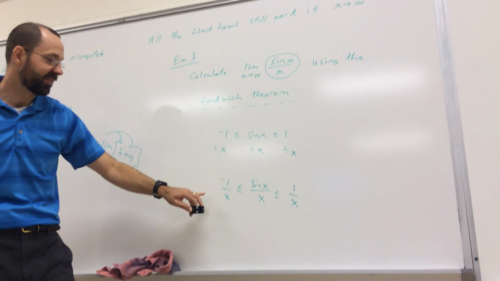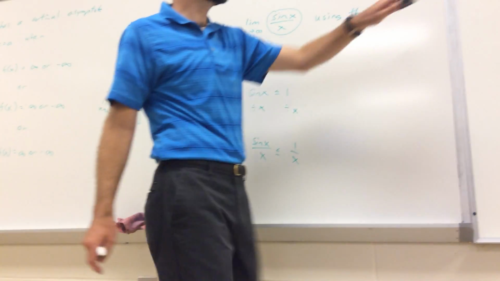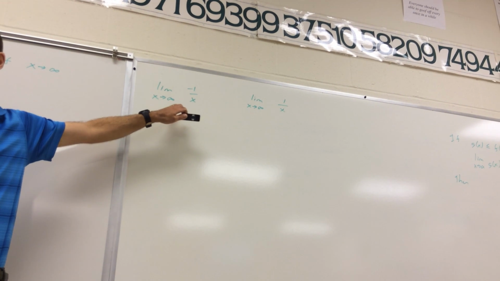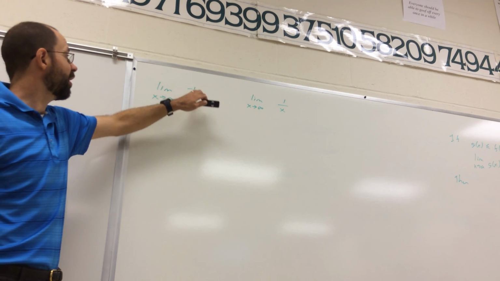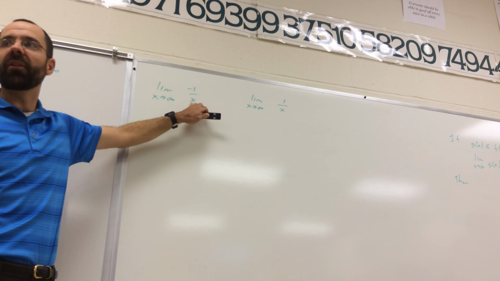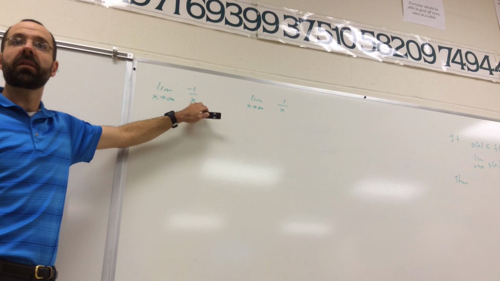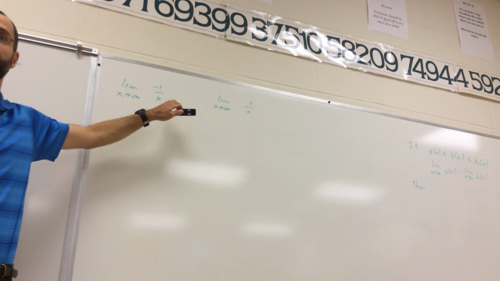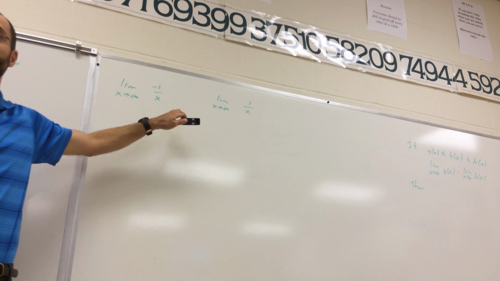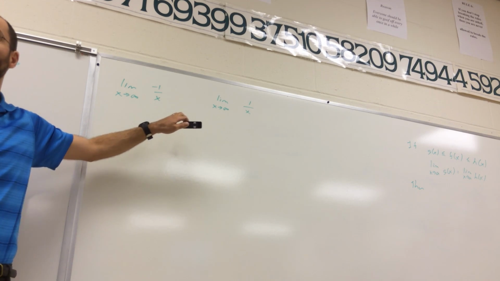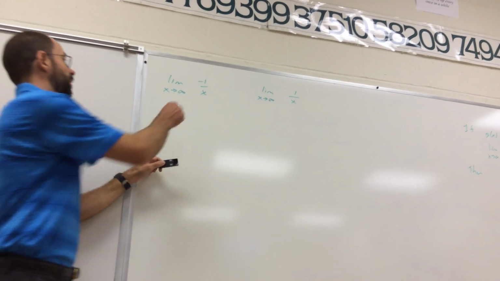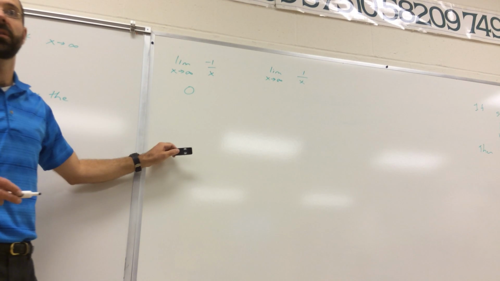Okay, so now we're calculating these limits. These limits are easy. X going to infinity means I just got to pick bigger and bigger numbers, right? -1 divided by 10 is -0.1, -1 divided by 100 is -0.01, -1 divided by 1,000 is -0.001. What are those getting close to? Getting close to 0. So that answer is 0.